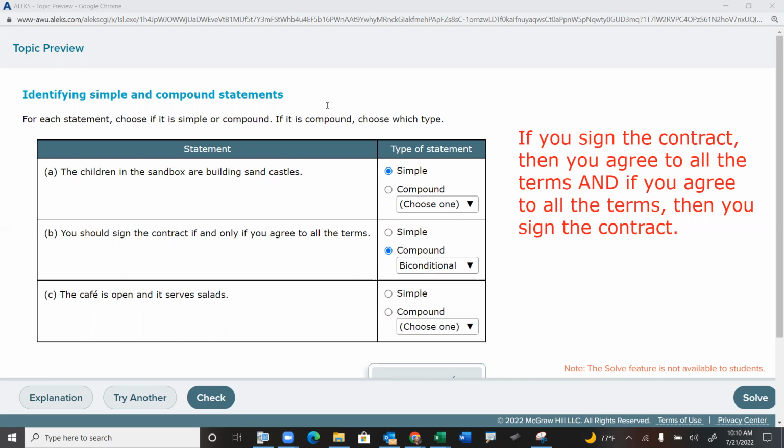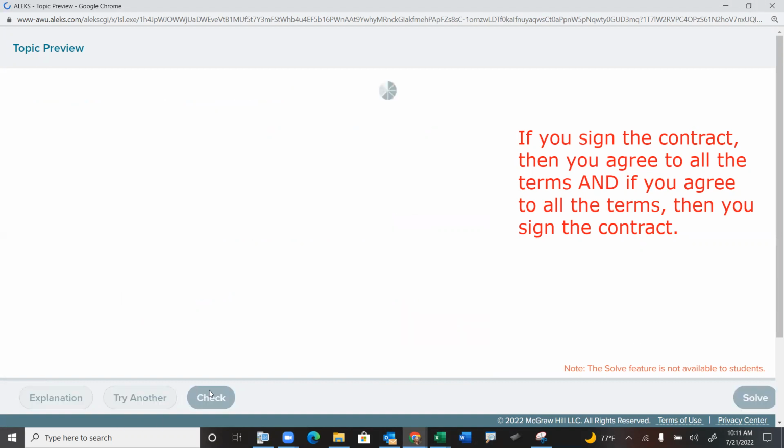Okay, and then we've got the cafe is open and it serves salads. Okay, I see that keyword and, so I know it's compound. But I don't see an if then or an if and only if. So it's just going to be either conjunction or disjunction. If it's an and, we call it a conjunction. If it was an or, we call it a disjunction. Okay. Let's try one more of those.